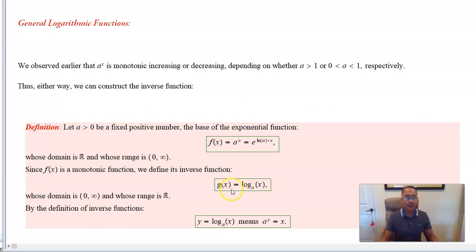Okay, so the domain is now the range of f of x, which is 0 to infinity, and the range is now going to be the domain of f of x, which is all real numbers. Okay, so it's almost like we went full circle, actually. Notice that we started with ln of x, then we made e to the x, and then from these two, we made a to the x, and now we're back to logarithms, log base a of x, the circle of life. Okay, what is the relationship between these two functions?